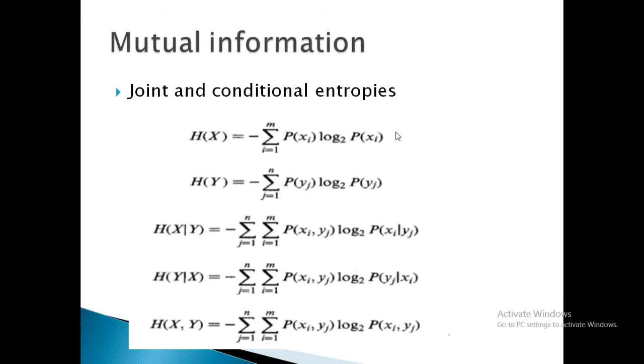H of Y is the channel output entropy. The conditional entropy H of X given Y is the average uncertainty remaining about the channel input after receiving the channel output. H of Y given X is the average uncertainty of the channel output given that X has been transmitted. Joint entropy is the average entropy of the communication channel.